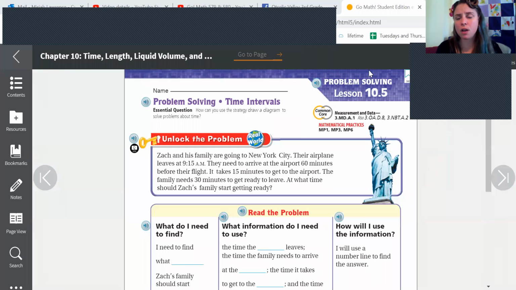So we've learned so far to do a number line or a timeline. And we also have learned to use the clock. So I'm probably going to draw the clock, but you guys can use whatever works best for you.